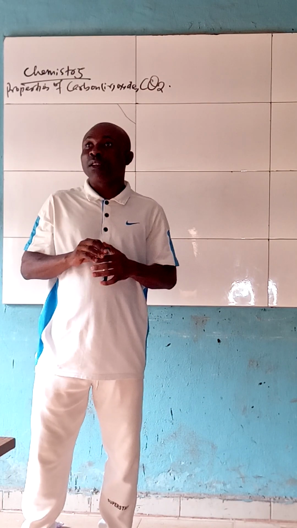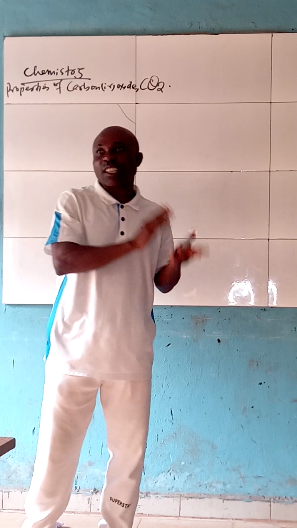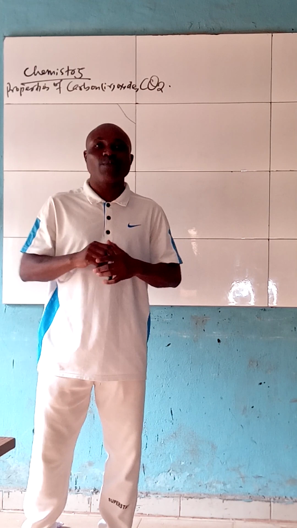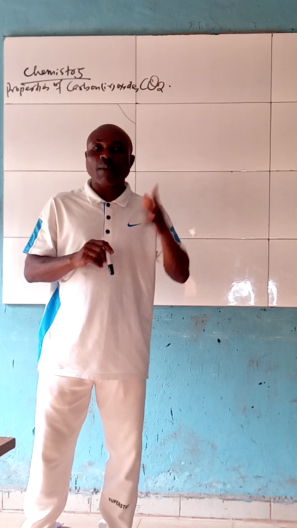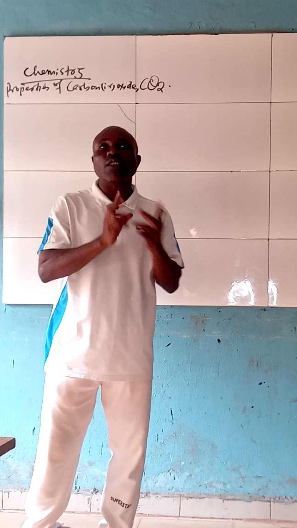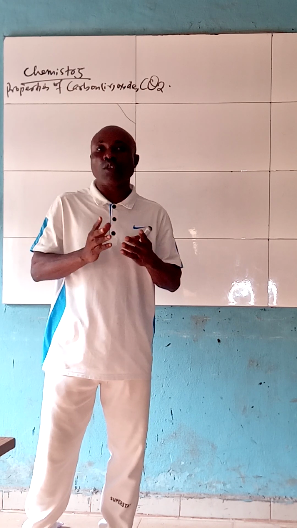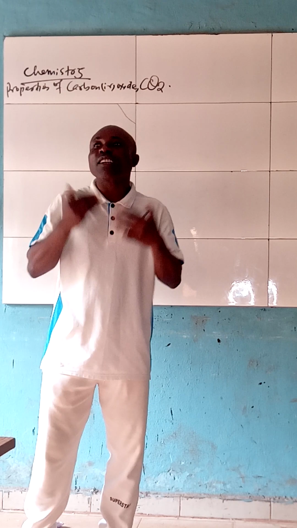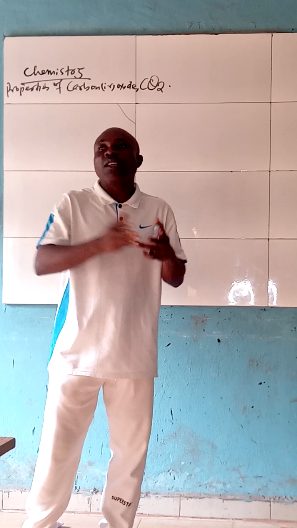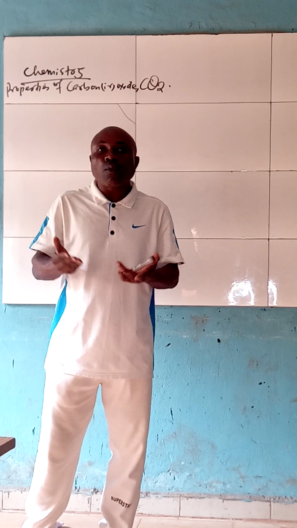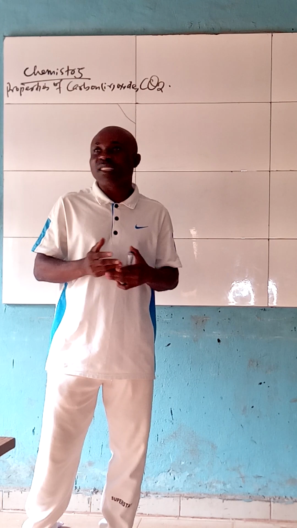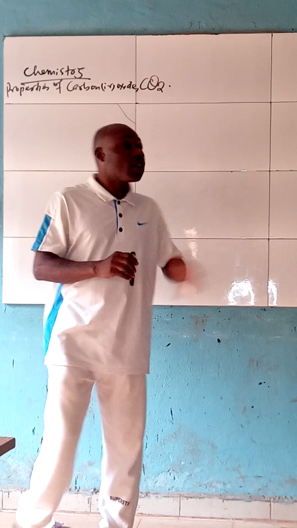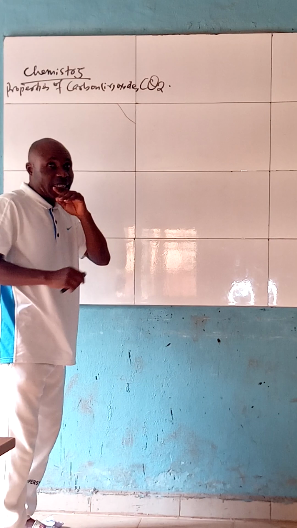Properties of a matter can either be physical properties or chemical properties. When you talk about physical properties, you talk about the physical appearance or nature of a matter. And when you talk about chemical properties, you talk about reactions of that matter to other substances like water, air, acid, and base, depending.